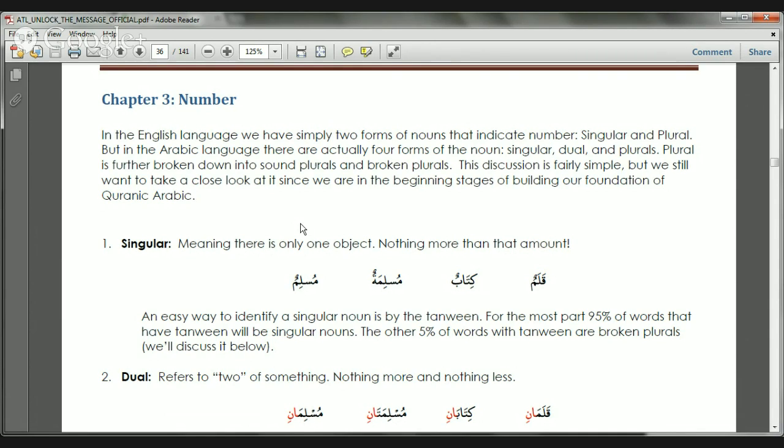Singular words are singular, and there's one more category, which is dual. And you've already been exposed to that. And that refers to what? Two of something. More than two refers to plural. And then there are certain types of plurals. There are two types of plurals: sound plurals and broken plurals. And we're going to go over that today, right now.